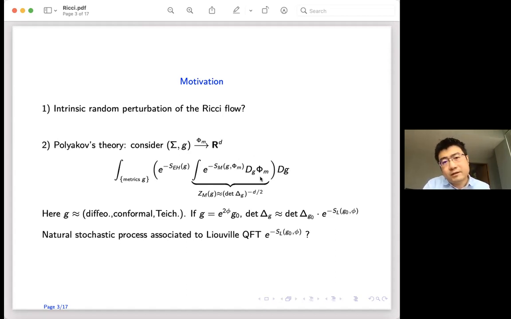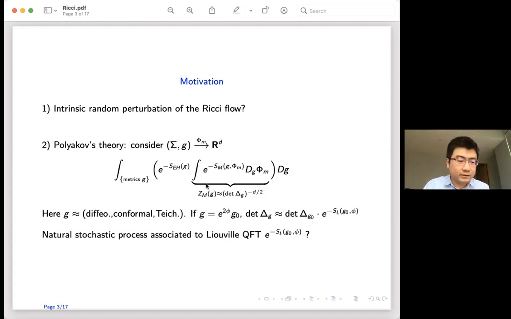And the stochastic dynamic for that would be extremely hard to construct, to define. In fact, even if you pretend this is one dimension, you just replace the Riemann surface by a loop, then the stochastic dynamic would be a random motion of a loop in a d-dimensional manifold.